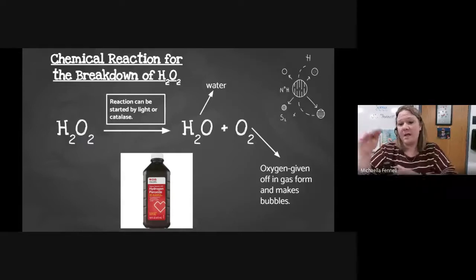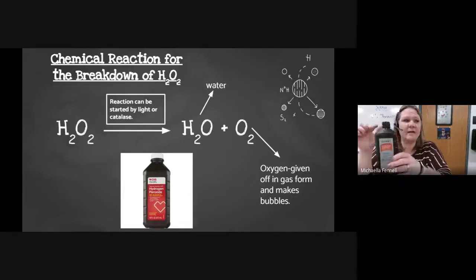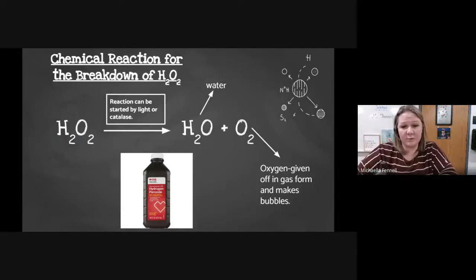We can speed this process up, though, in two different ways. Number one way is if we expose the hydrogen peroxide to light, it will break down faster, like within hours instead of days. That's why they put hydrogen peroxide in a brown container, because that way the light can't get in and break it down faster. This does have an expiration date on it, and if you wait too long after the expiration date to use it, you'll just have a bottle of water. Just letting it sit around, it will break down into water and oxygen.